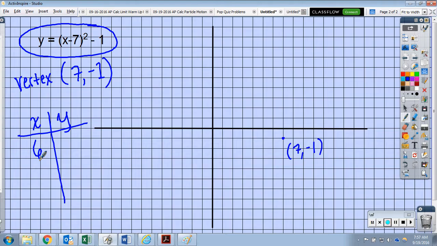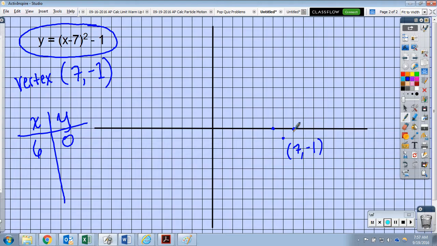So 6 minus 7 is -1, and then what's -1 times itself? +1, and 1 minus 1 is 0. So we have the point (6, 0). 1, 2, 3, 4, 5, 6, (6, 0). Now, knowing that this is going to be a parabola, knowing that it's going to be symmetrical about the axis of symmetry, can't I just go ahead and now plot this point here as well? Because this thing is going to be symmetrical.